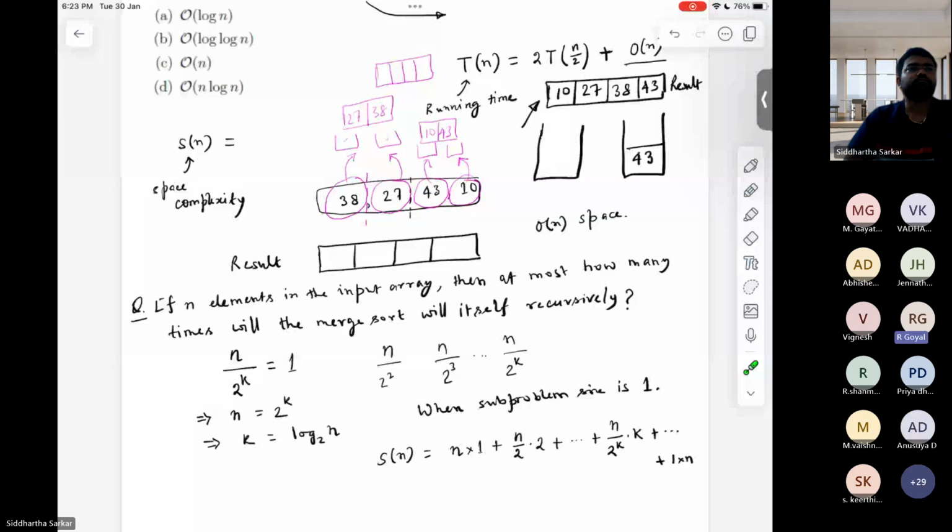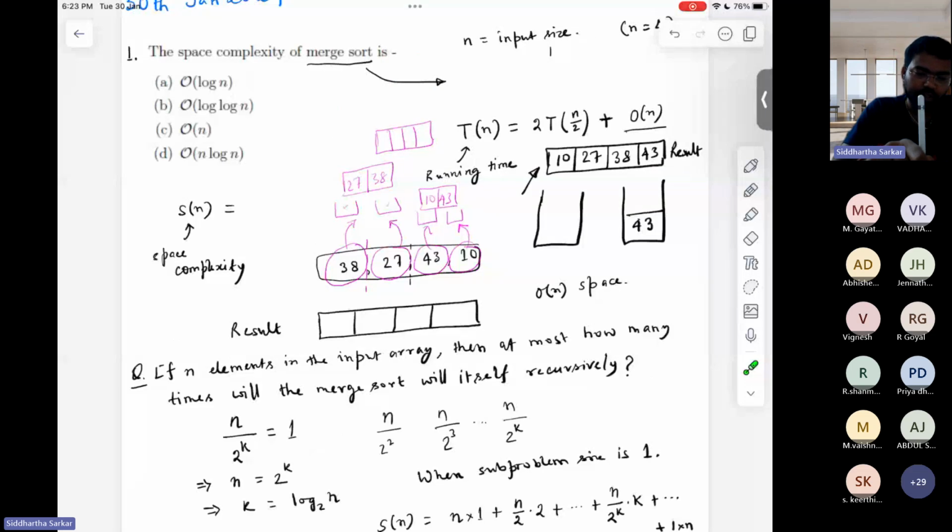So can you please repeat the question? It is: what is the space complexity of merge sort when we are given n elements to be sorted? So this is the question.